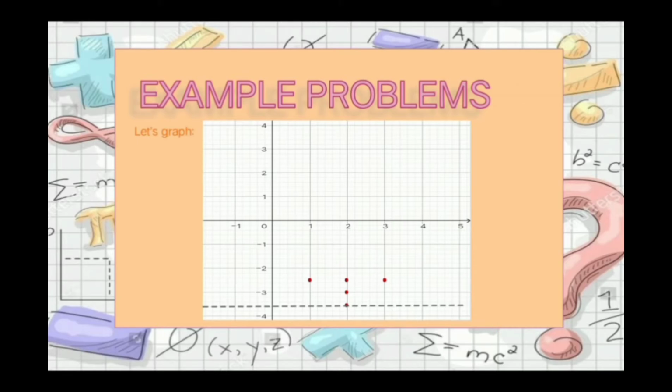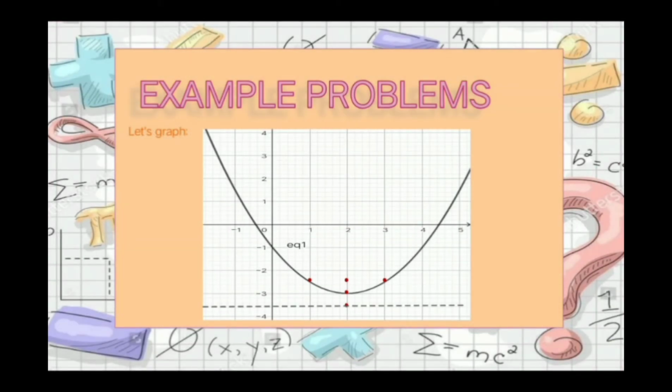So, as you can see here, our coordinates are completed. So from there, we can see the graph. This is a graph of a parabola with the equation (x − 2)² = 2(y + 3). And that's how you graph a parabola with a vertex at (h, k).